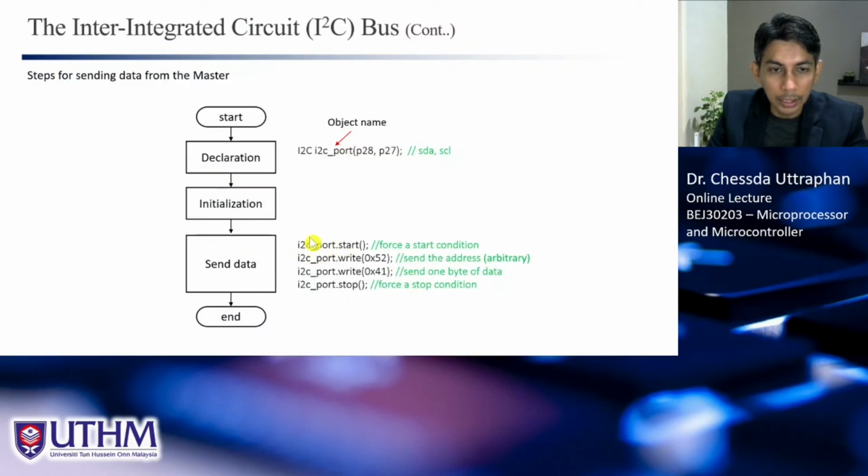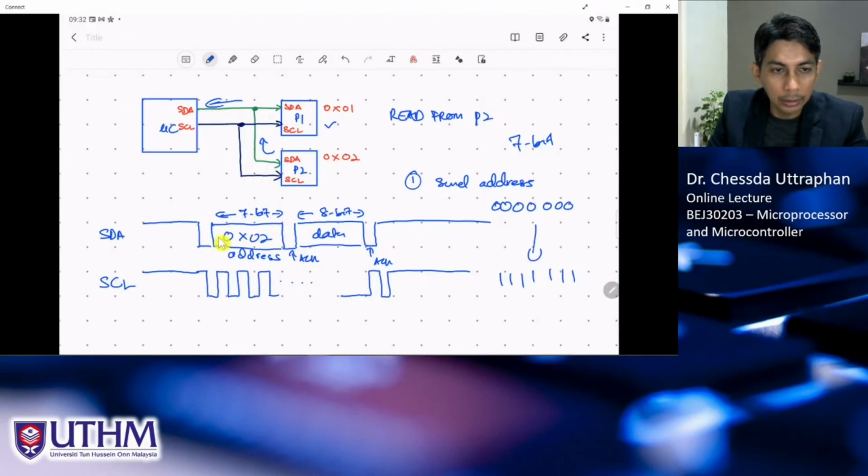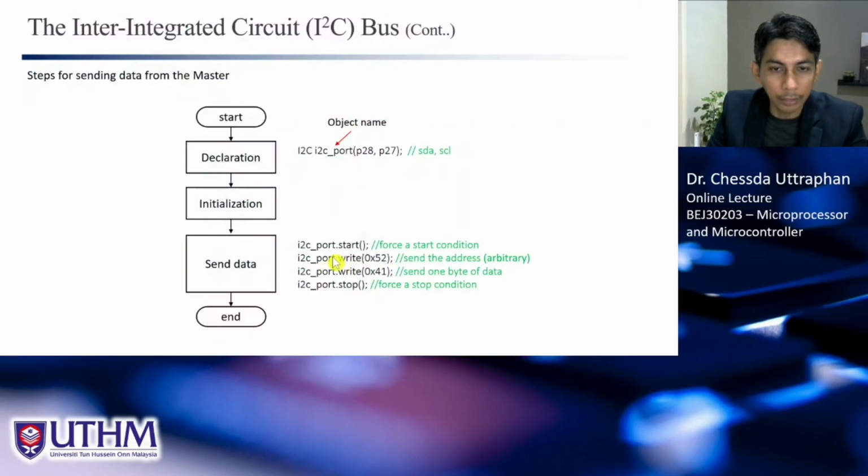Right, so easy in embed. Our object name dot start, it will do this. Start, and of course just after that we need to send the address. So this is how we send the address. Dot write means that we write to the SDA line, and this is the address. The example can be any address. So 52 is just an example, and this is the data that we want to send, 8-bit data.